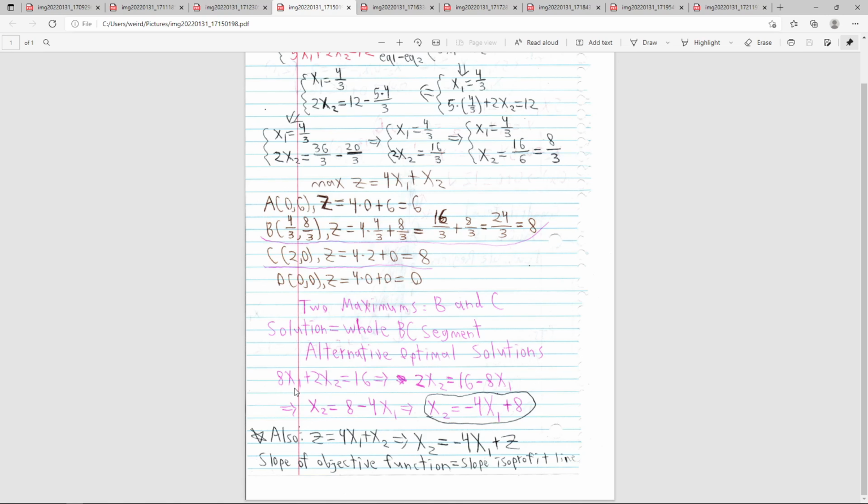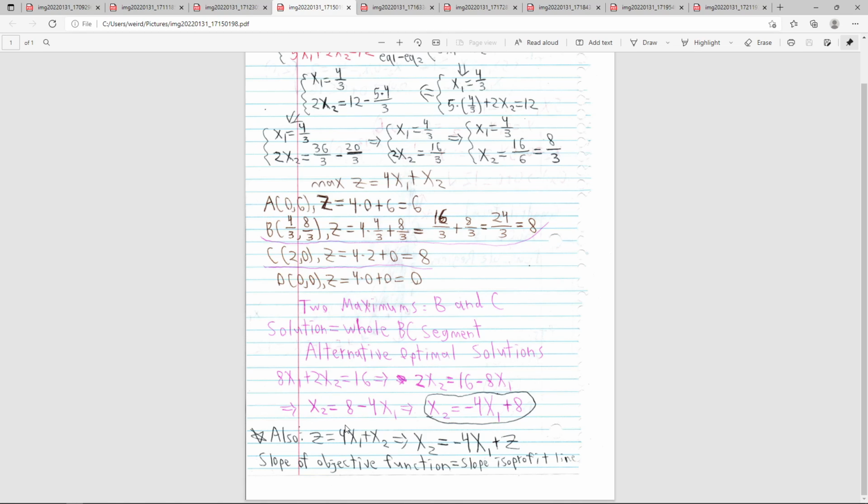And real quick we can show, 8x1 plus 2x2 equals 16 would be the line that contains the solutions, because it is a line. You can solve this for x2, which would be y normally, so you can think of it like that in terms of x and y. So x2 equals negative 4x1 plus 8. And we also know z equals 4x1 plus x2, which means x2 is just equal to negative 4x1 plus c.